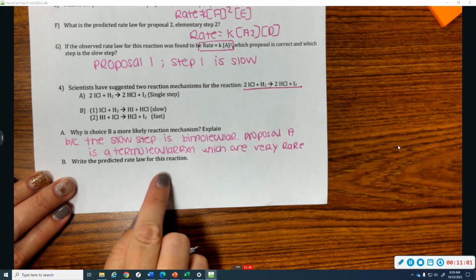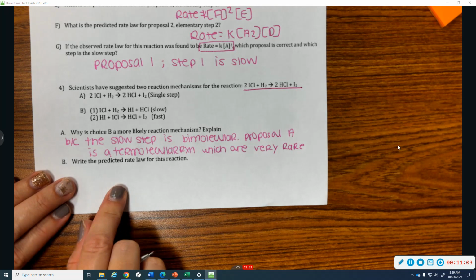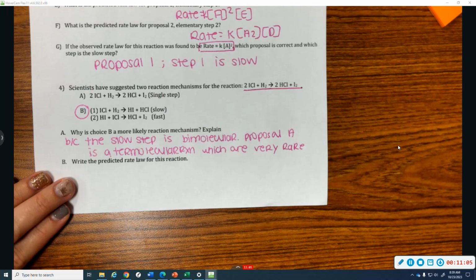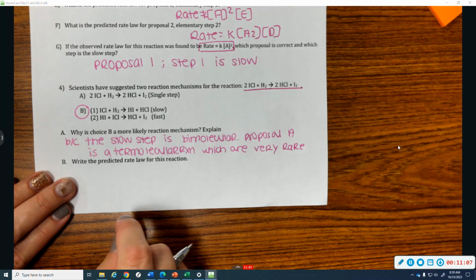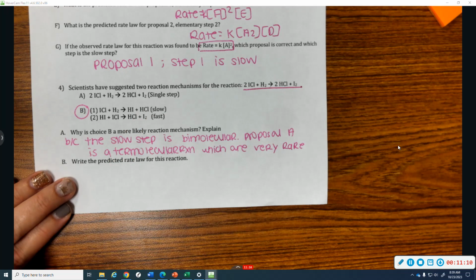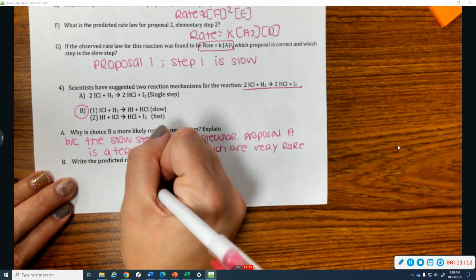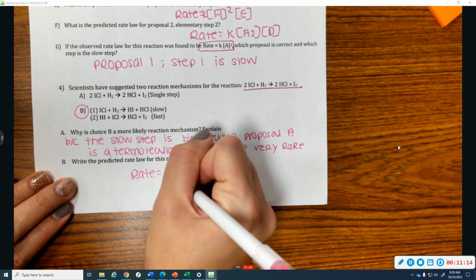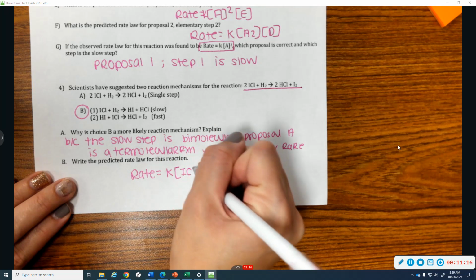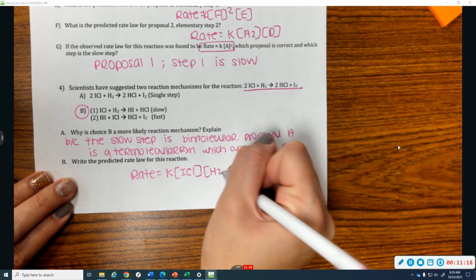So write the predicted rate law for this reaction. Again, this is probably the reaction mechanism, not the termolecular one, and my slow step is first. So the rate law is the stoichiometry of the slow step. Rate equals K ICl times H2.